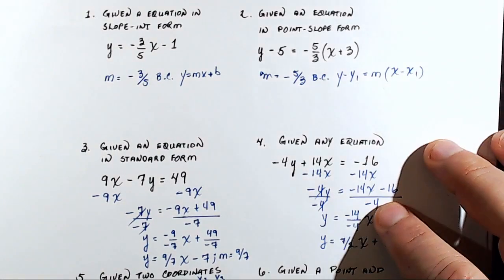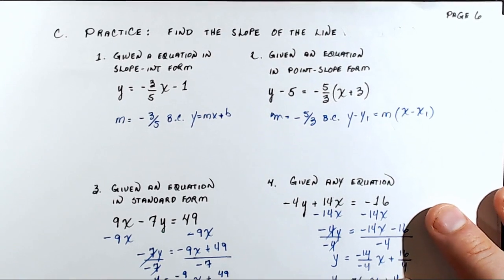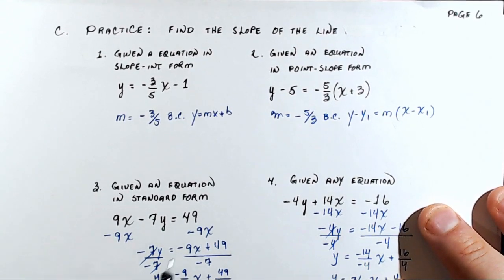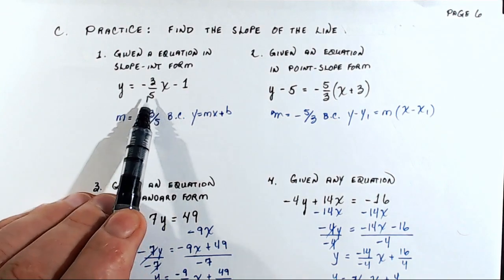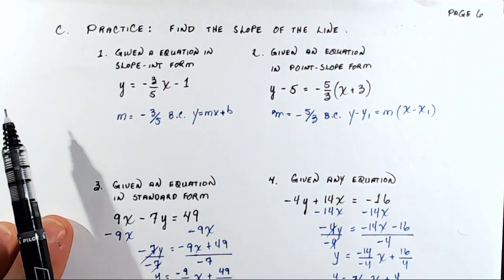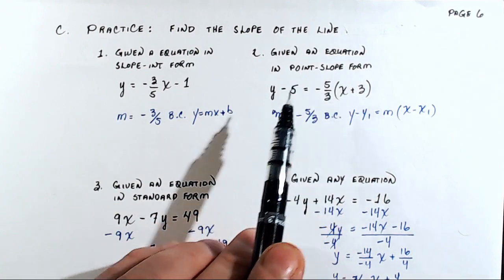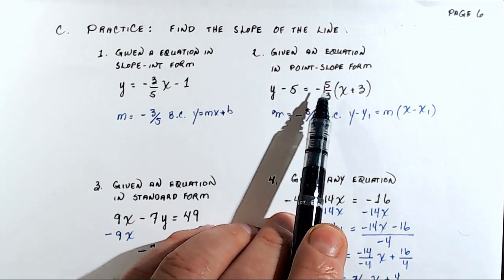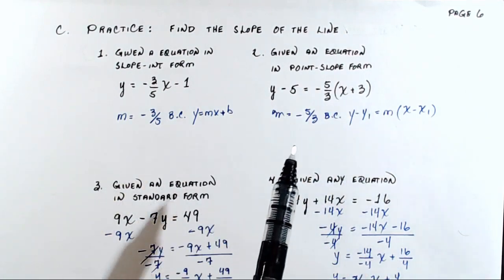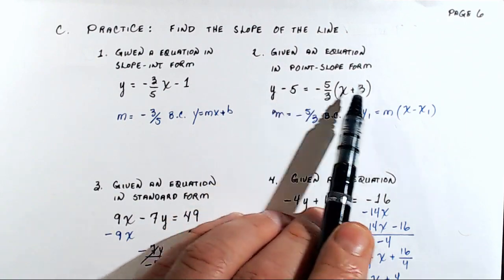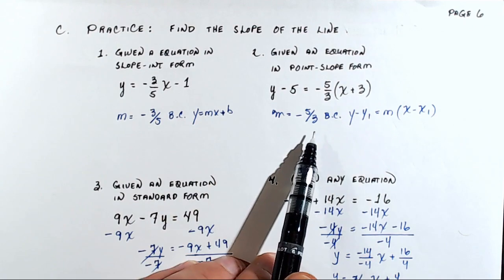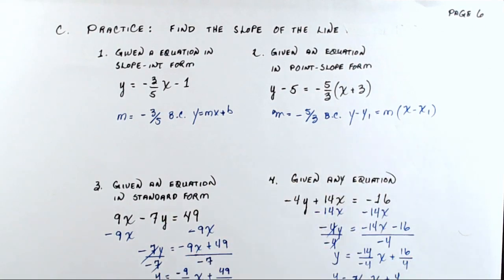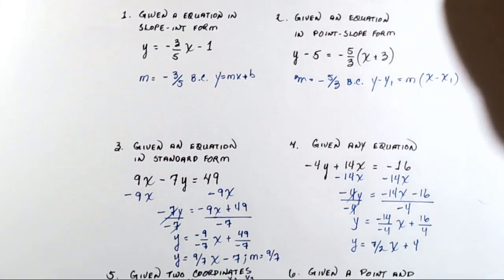Finally, we have some practice problems here. Find the slope of the line, and we have all the different scenarios. Given an equation in slope-intercept form, remember, y equals mx plus b, therefore negative 3/5 is the slope. Given an equation in point slope form, y minus 5 equals negative 5/3 times x plus 3. And again, in this is y minus y1 equals m, x minus x1, so negative 5/3 is the slope because of the structure of the equation.